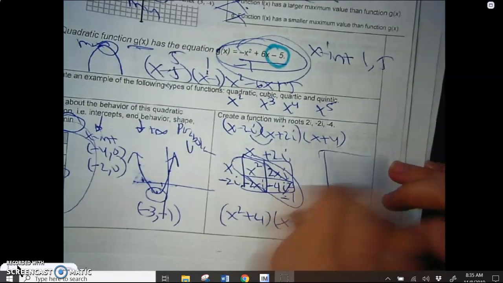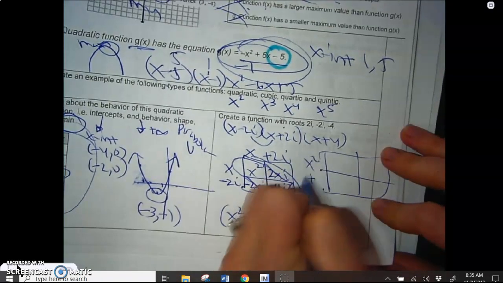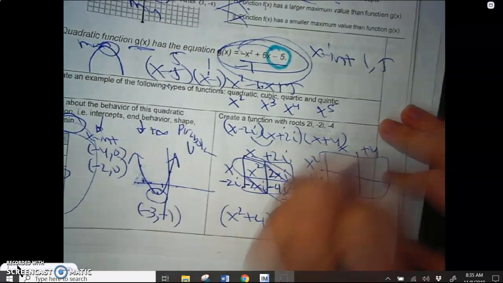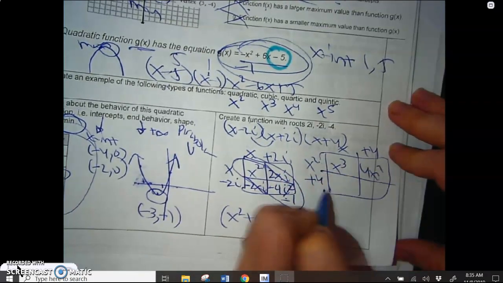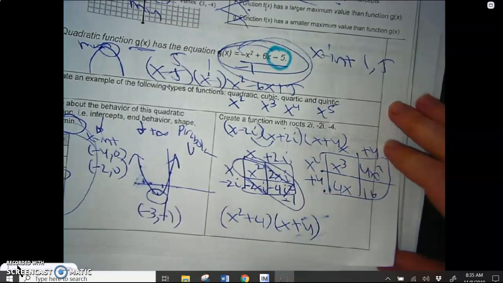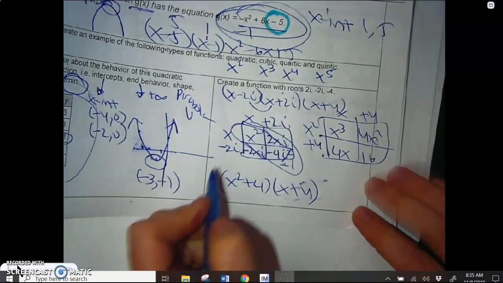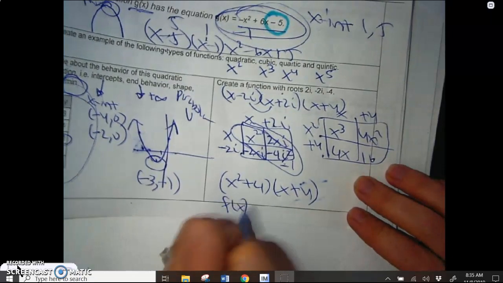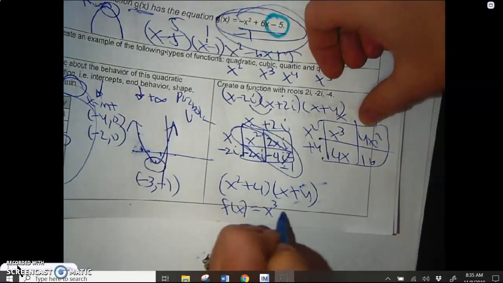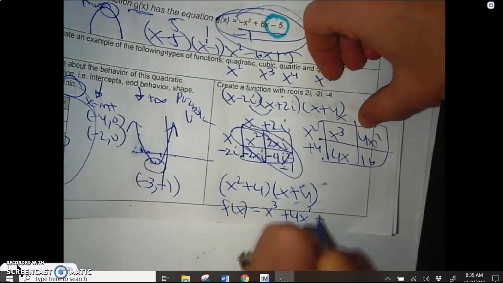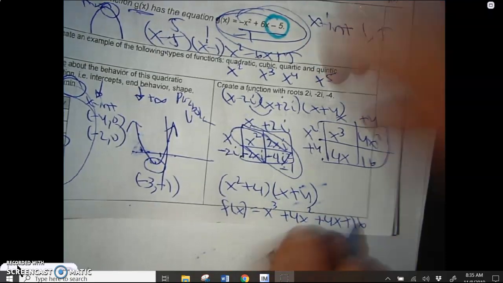You can box it out again. x squared plus 4, x plus 4: x cubed, 4x squared, 4x, 16. None of them are the same. So if it says create a function, f of x equals x cubed plus 4x squared plus 4x plus 16.